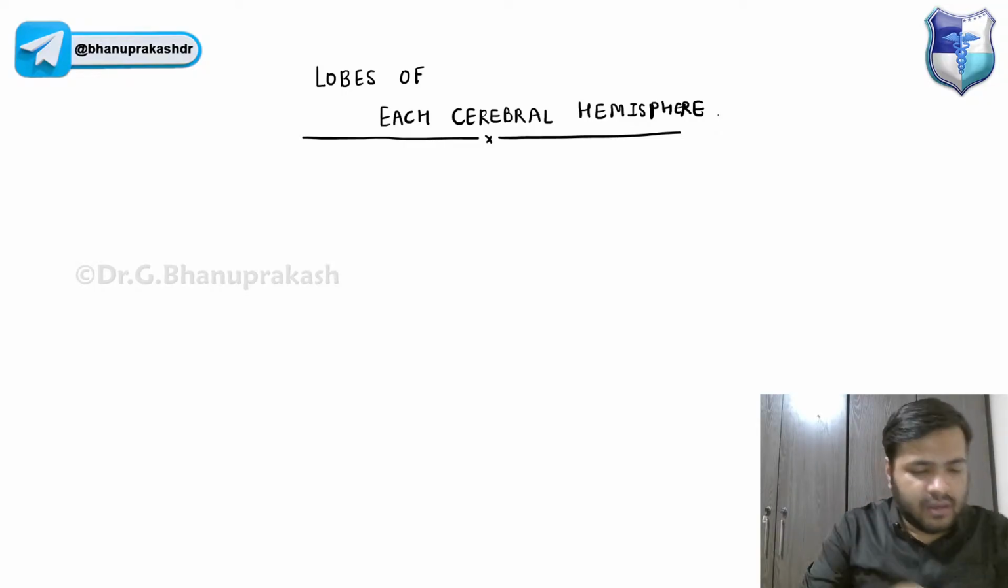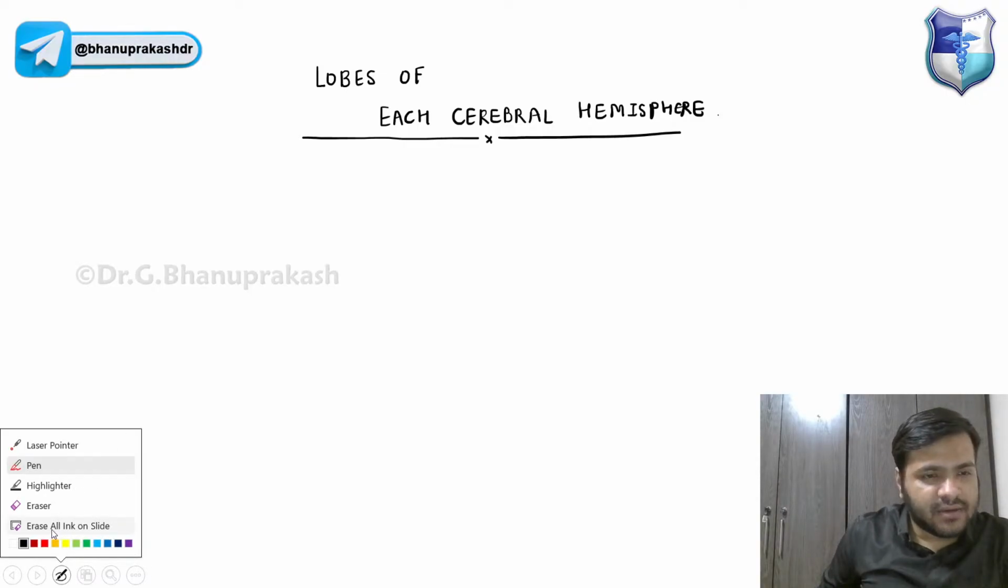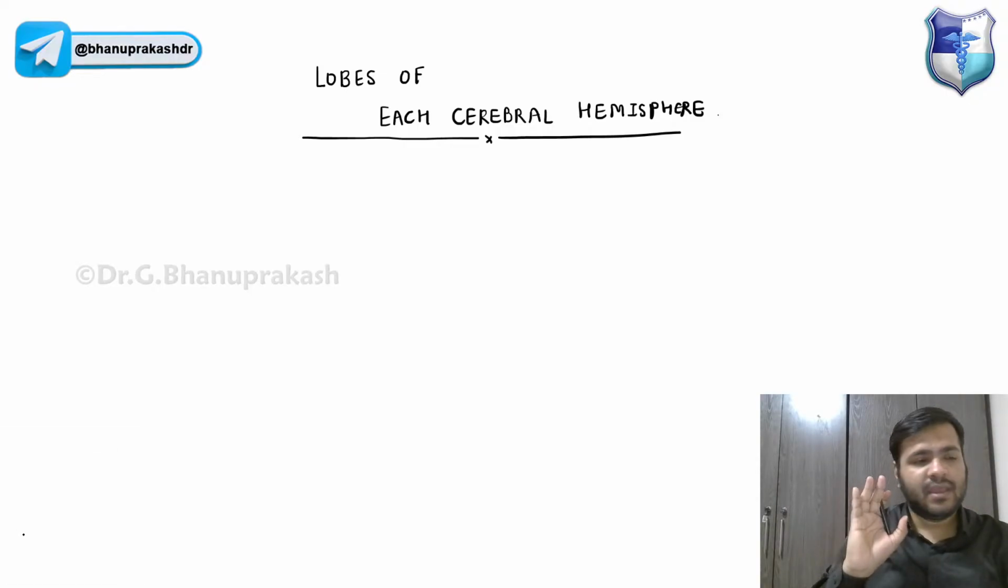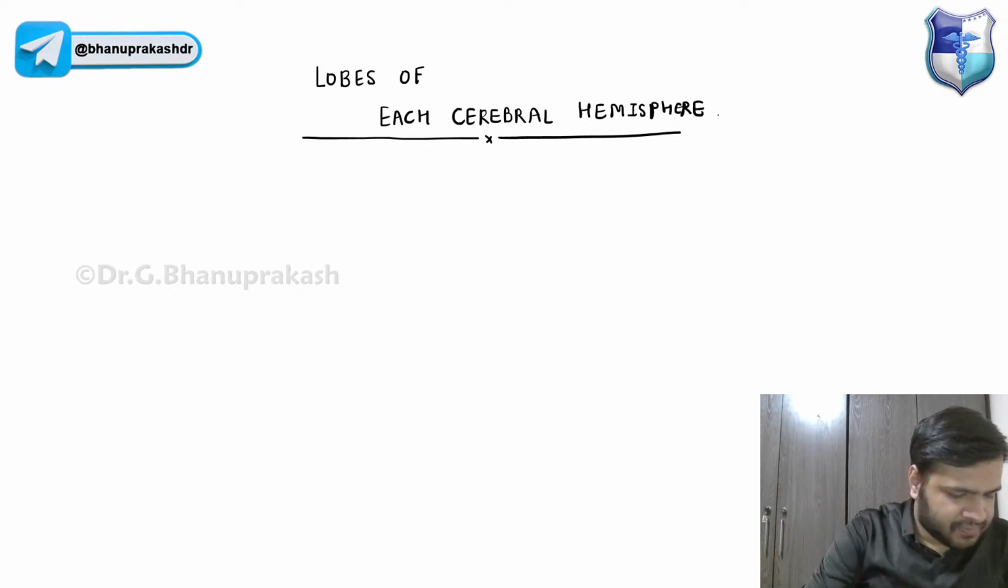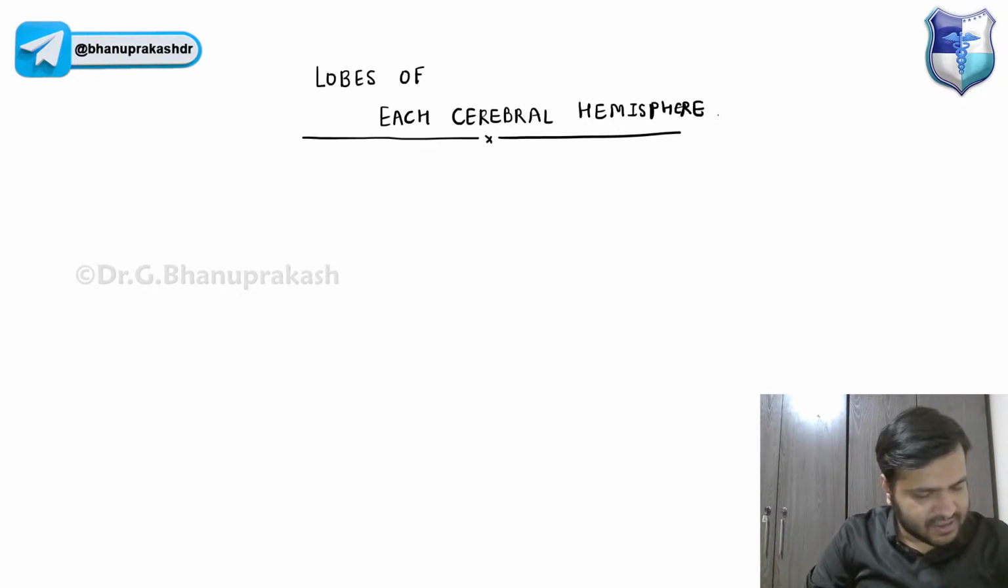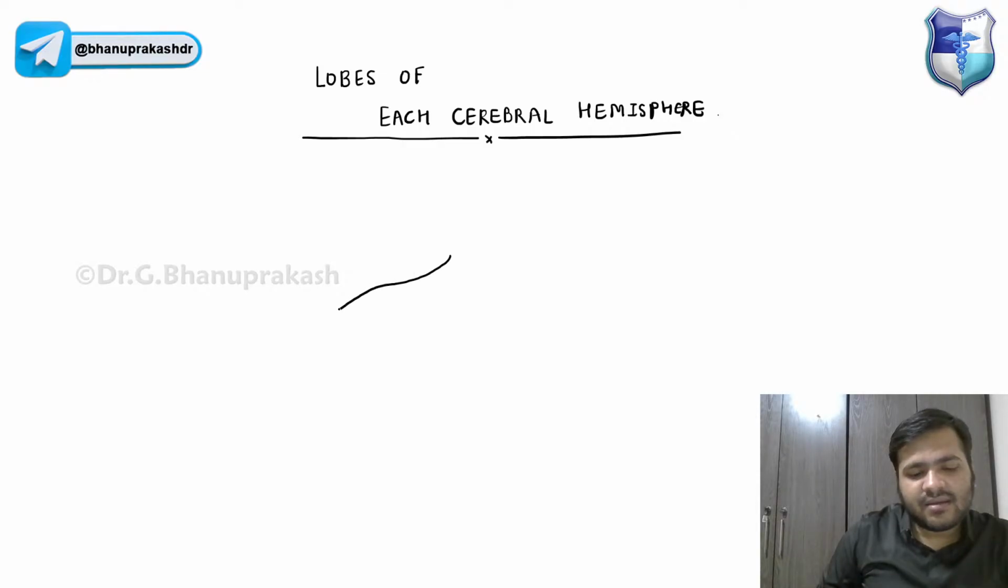Now, guys, each cerebral hemisphere is basically divided by three main sulci. Yes, thank you Jimit Mistry for the feedback, very easy to understand. Now each cerebral hemisphere is basically divided by the three main sulci, guys, right?